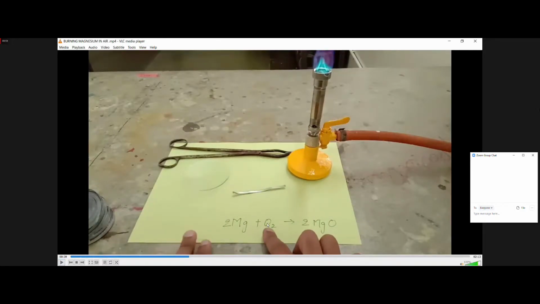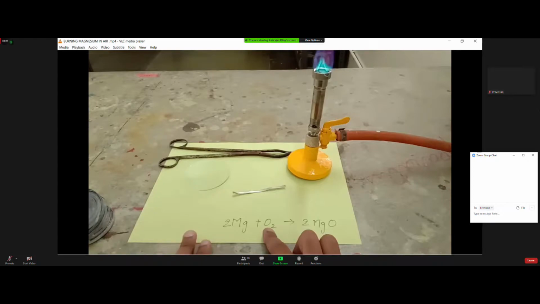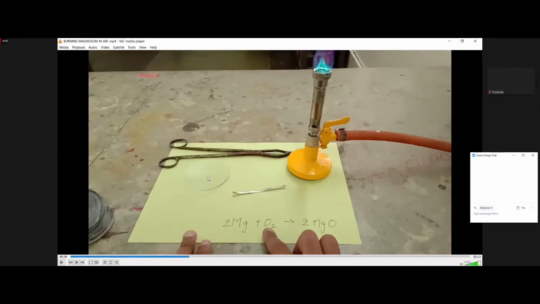Notice something, oxygen must always be O2. I've seen students writing magnesium Mg plus O. The gas must be oxygen, O2, and you'll get magnesium oxide. Afterwards, he'll put the magnesium oxide here in the watch glass. I want you to see the color. And when magnesium is burning, observe the intensity of the flame.